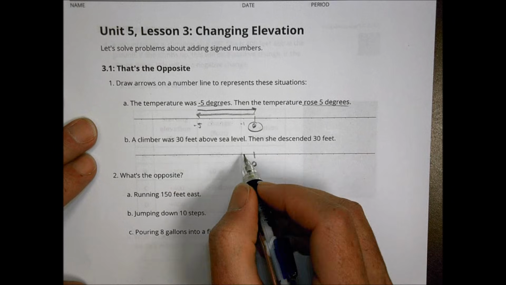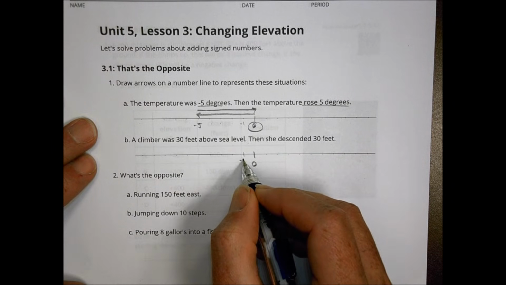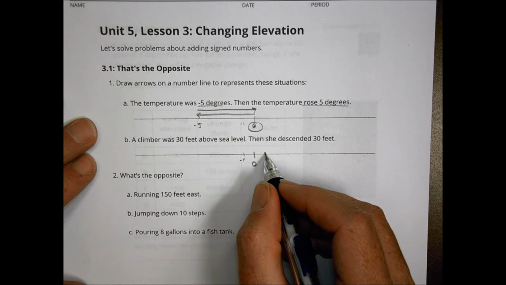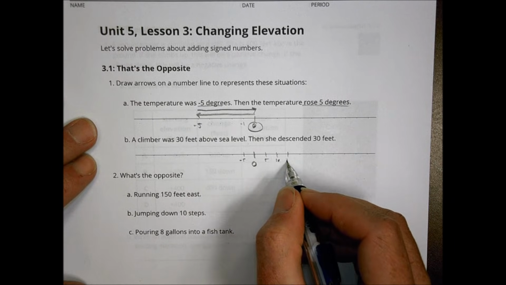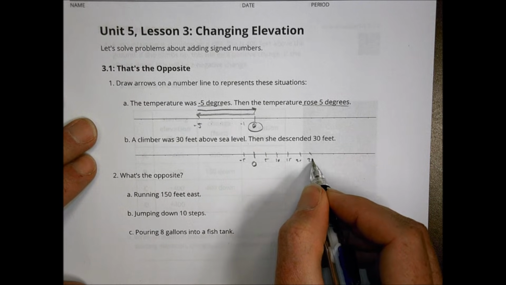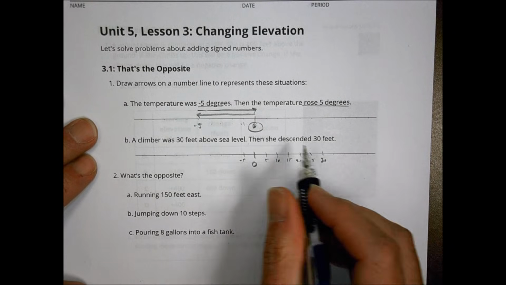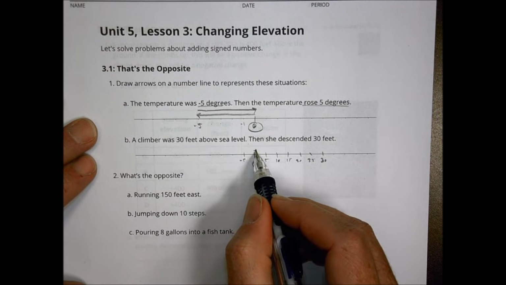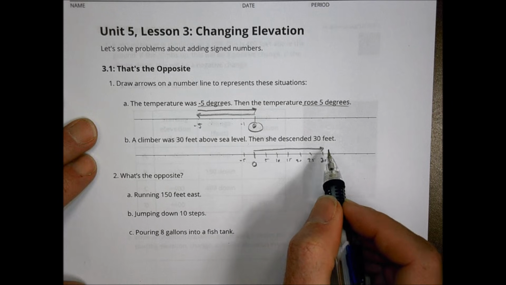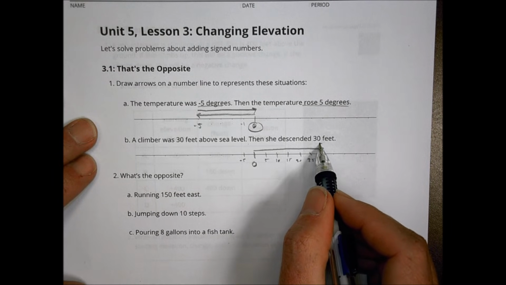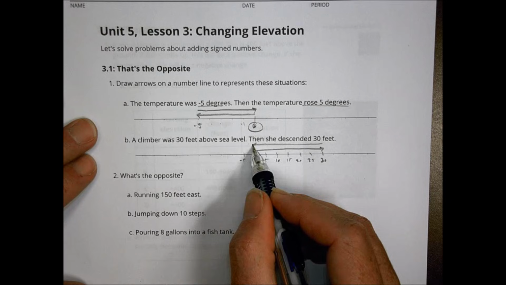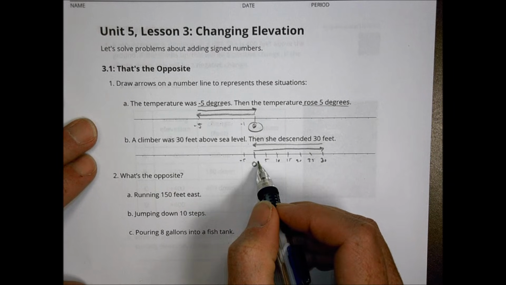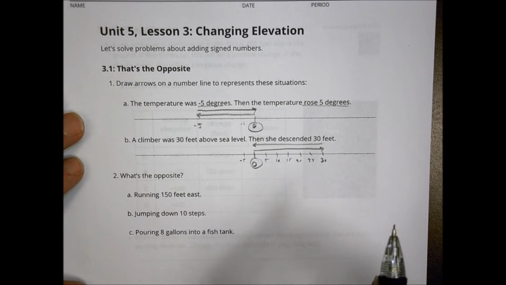Here we have a 0 point there, we can call that 0. And we have 30 feet, so we can count by 5. Oh, it's above sea level, so we have 5, 10, 15, 20, 25, and 30. The climber was 30 feet above sea level, so we're going to go up to 30 right there. And then descended, which means we're going down 30 feet, and we end up there, which means the climber is going to be ending up at 0.